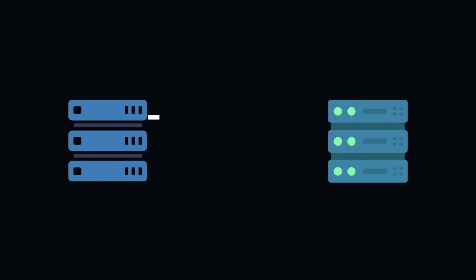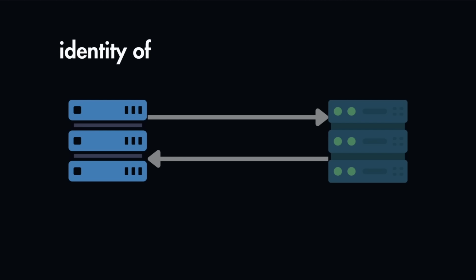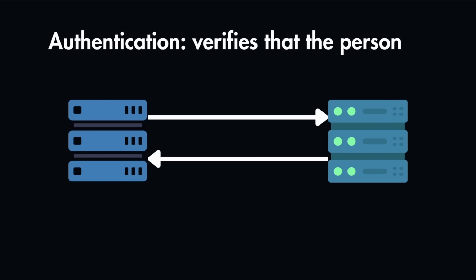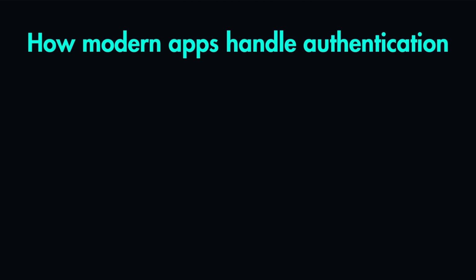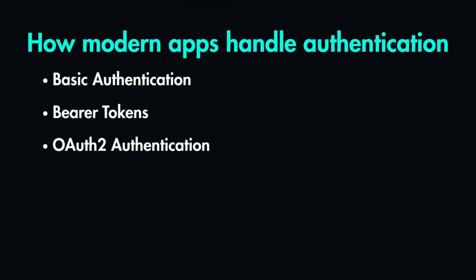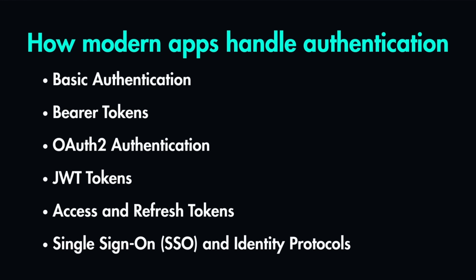Before a system can authorize or restrict anything, it first needs to know the identity of the requester. That's what authentication does. It verifies that the person or system trying to access your app is legit. And in this video, you'll learn how modern applications handle authentication, from basic to bearer tokens to OAuth 2 authentication and JWT tokens, as well as access and refresh tokens, and also single sign-on and identity protocols.